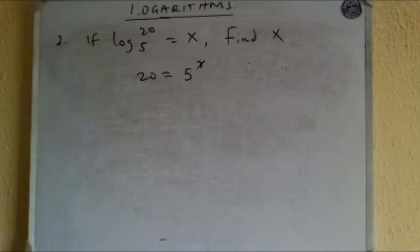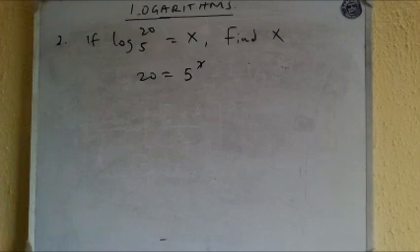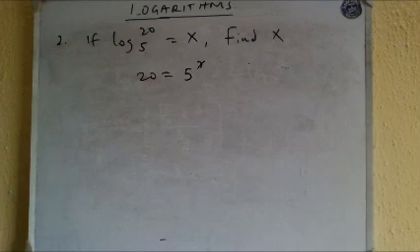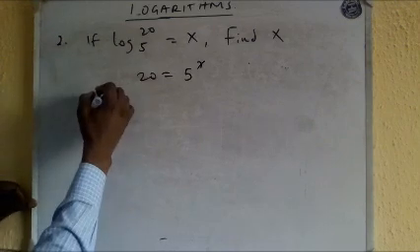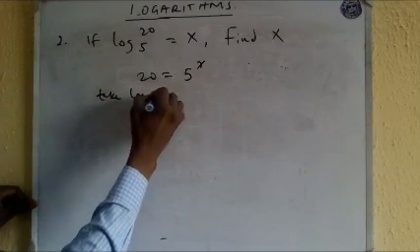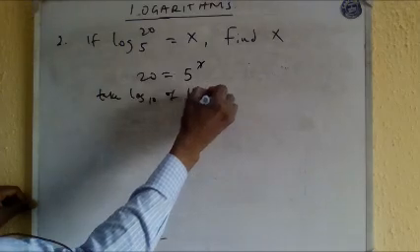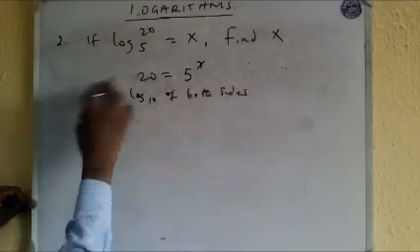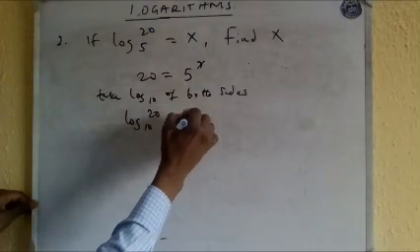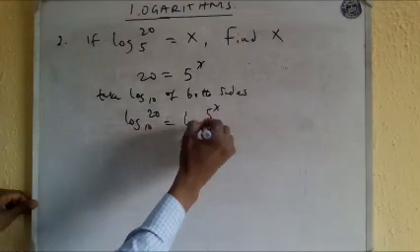Okay. So at this point, I can take log 10 of both sides. This one is now a change of base. I can take log 10 of both sides. Whatever I do to this side, so this is log 20 to base 10 is equal to log 5 raised to the power x to base 10.